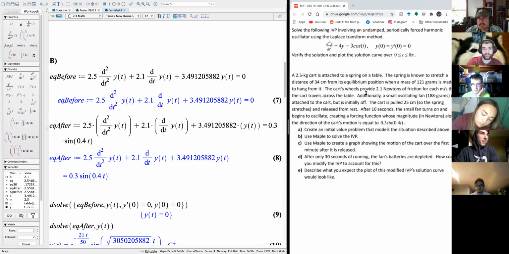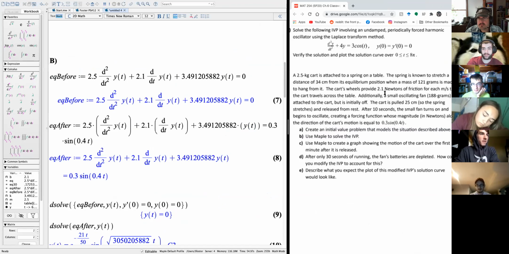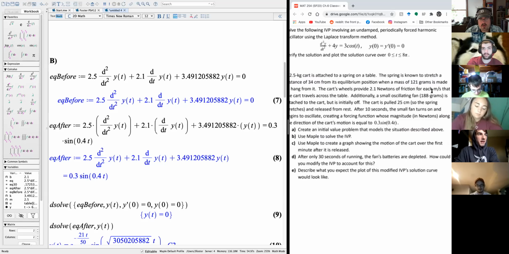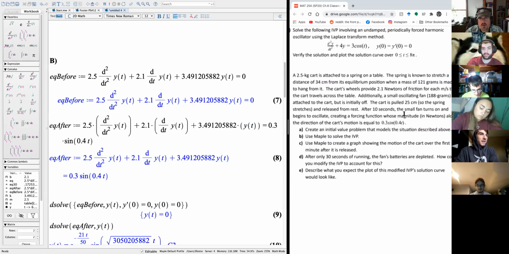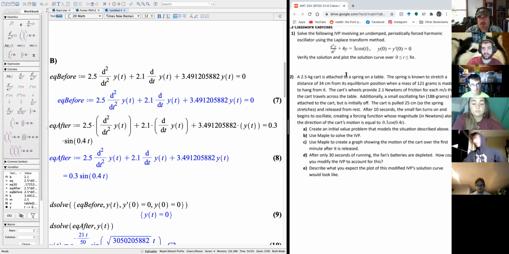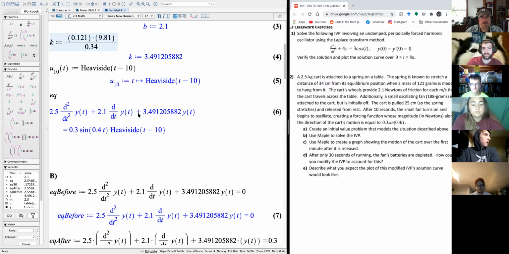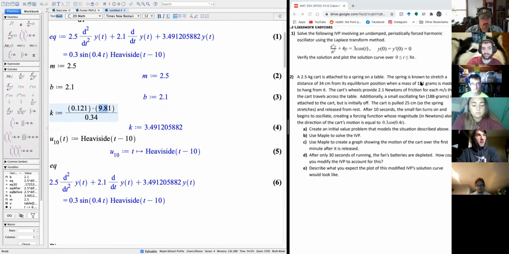So where is all this fun stuff? Right here is where we got our K value from. 34 centimeters with a mass of 121 grams is made to hang from it. So our force is going to be this mass times the acceleration of gravity, which is 9.81. But our mass is in grams, so we had to convert that to kilograms first. And then our distance was in centimeters, so we converted that to meters. And then we just pressed enter, and we got this fun number.